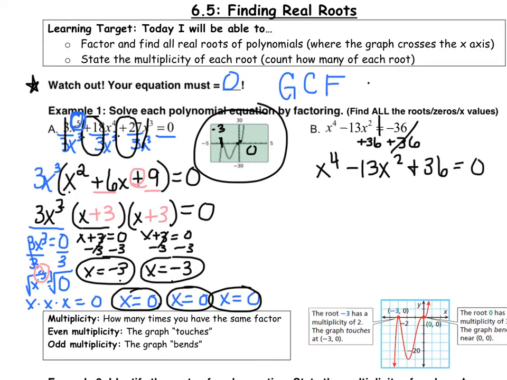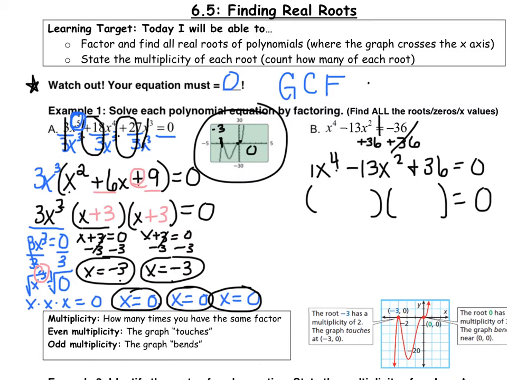So we can try to look for a greatest common factor, but we can't divide all of these by the same number because there's a 1 right here. We can't divide them all by a letter because the 36 doesn't have an x, so we'll go ahead, since there's 3 terms, and try to break it into 2 sets of parentheses.